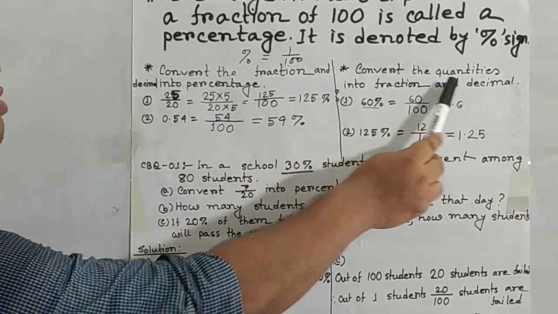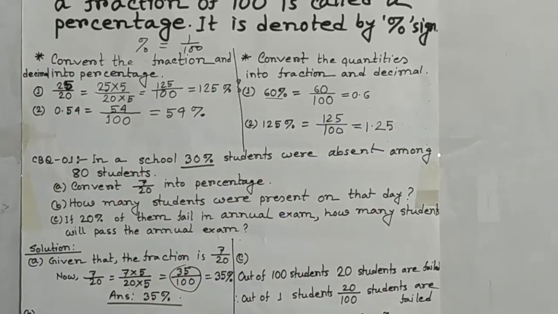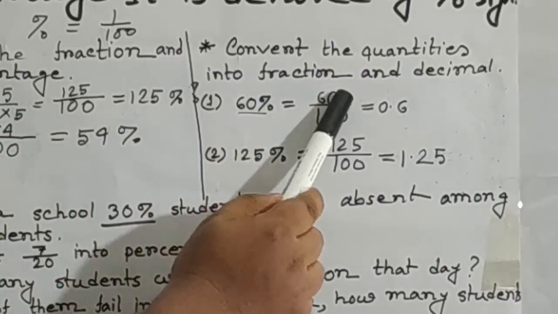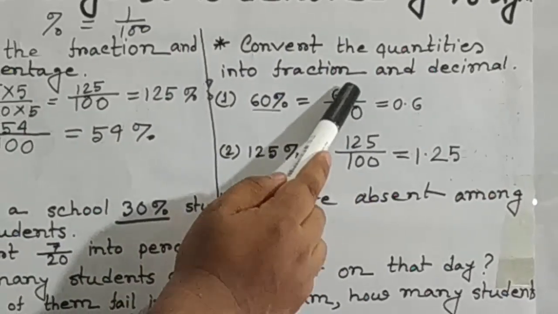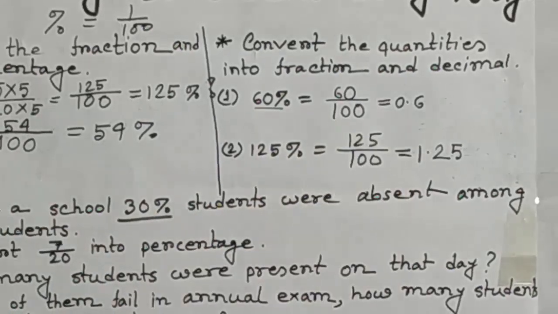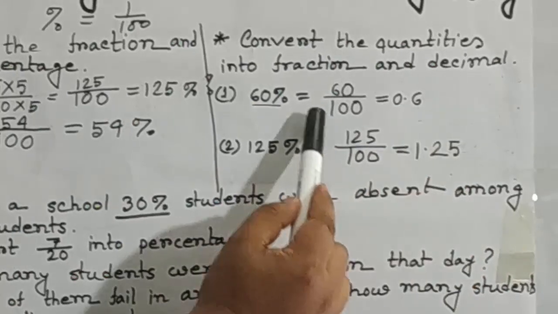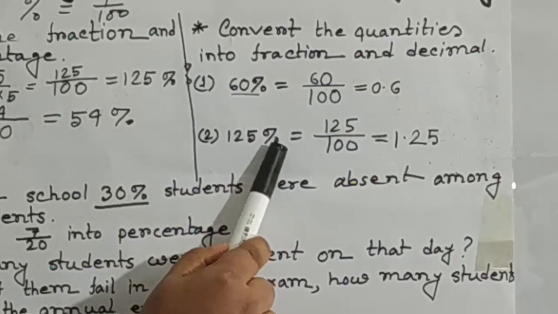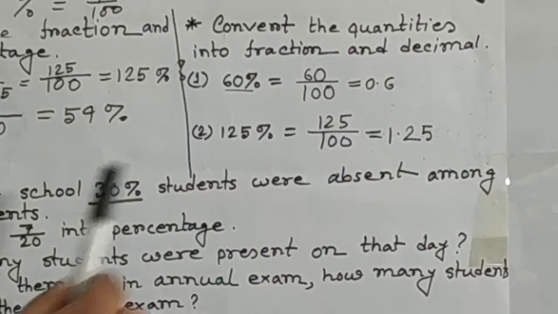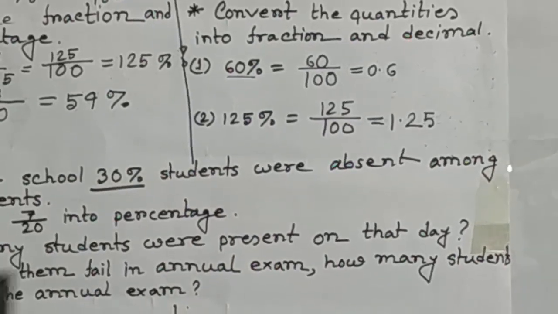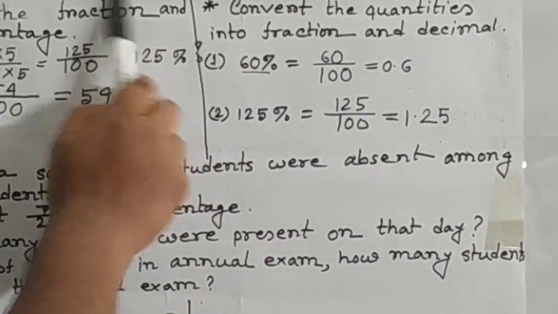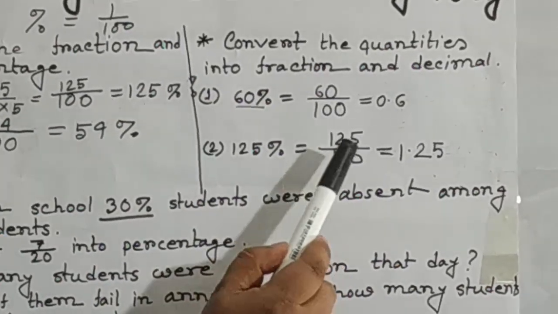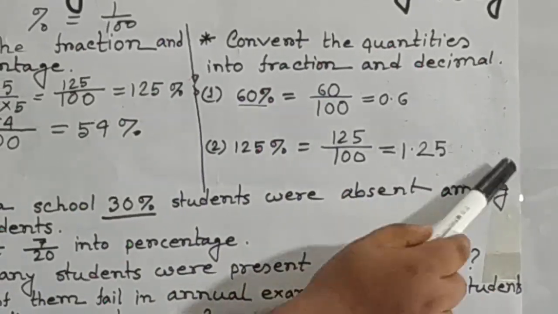Now we convert the percentages into fraction and decimal number. Here 60%. Here percent means 1 by 100. So from this we can write 60 by 100. And if we divide 60 by 100, then we get 0.6. This is the decimal number and that is the fractional number. Now we convert 125% into fraction and decimal number. At first we convert this into fraction. So 125 multiplied with 1 by 100 and we get 125 by 100. If we divide 125 by 100, then we get 1.25.